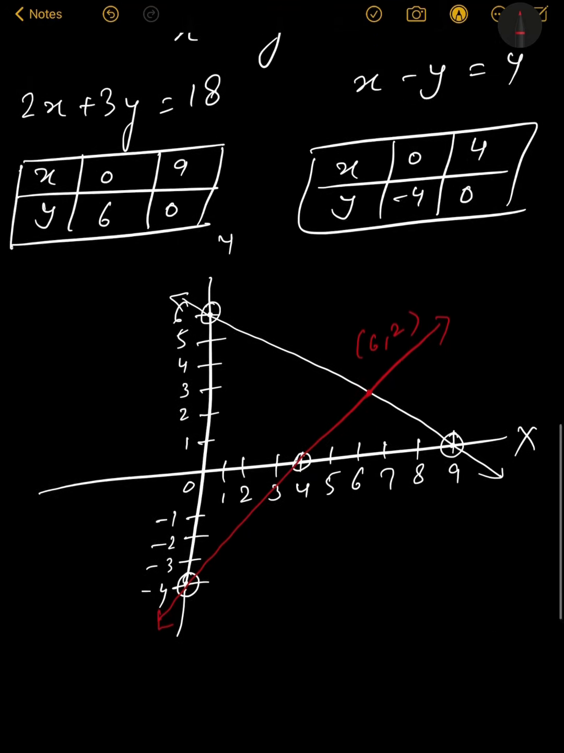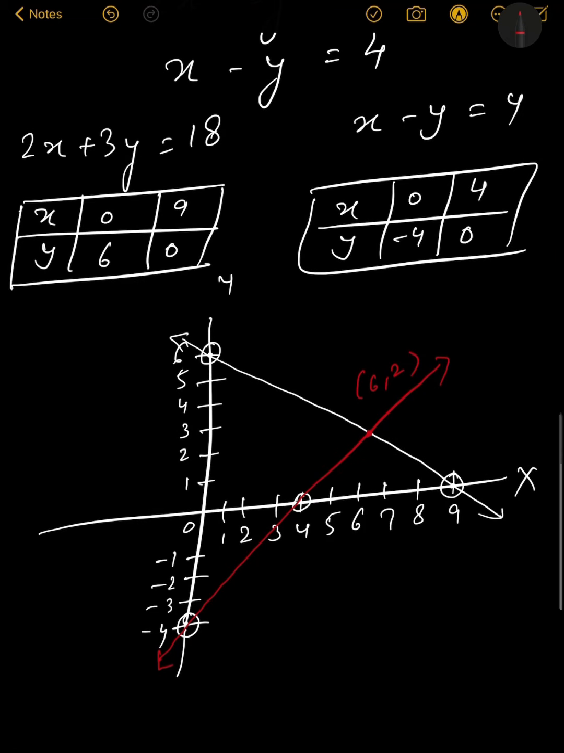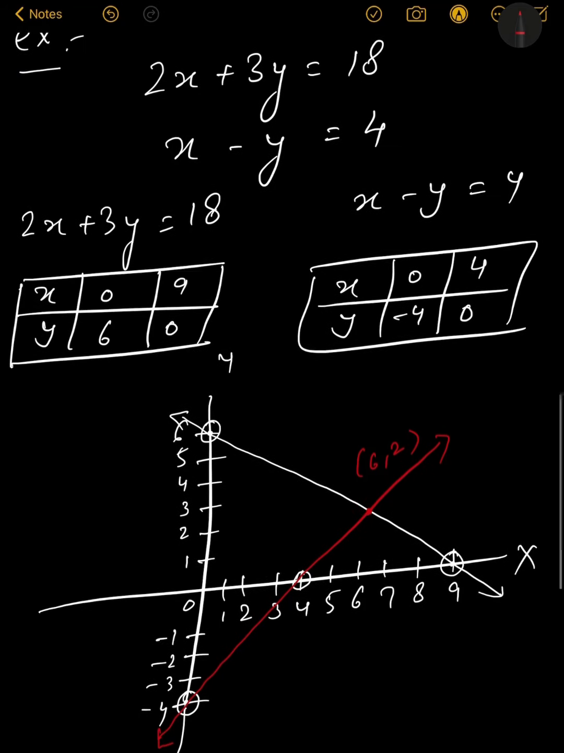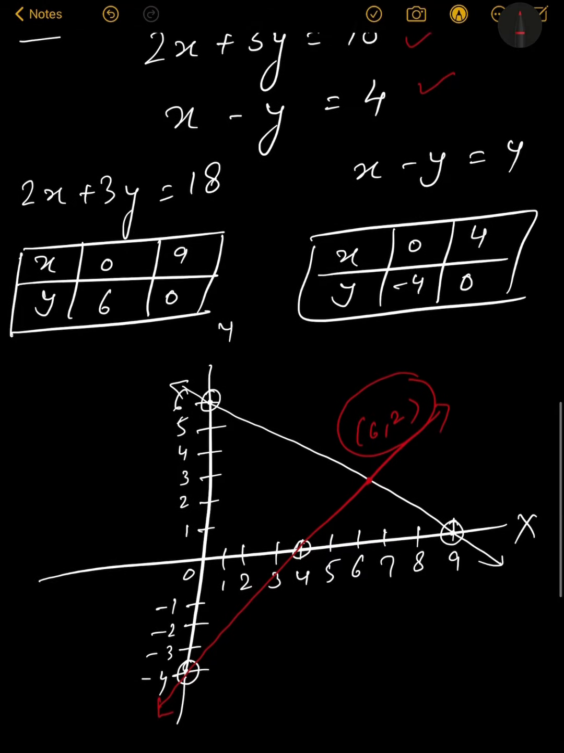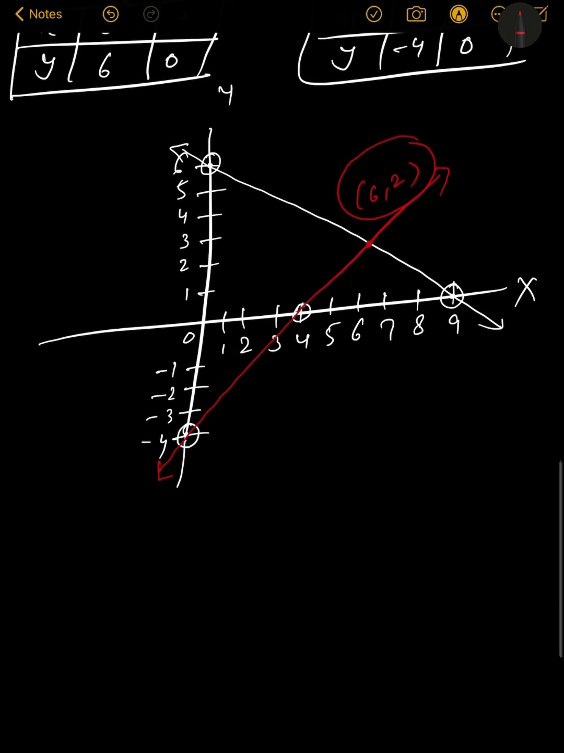Now let's check whether the solution given by our graph is correct or not. How can we check it? You have to put this point in both the given equations, and if it satisfies, left hand side equals right hand side, that means our answer is correct. So how can you do this? First, check the first equation. You can do the check in your rough work.